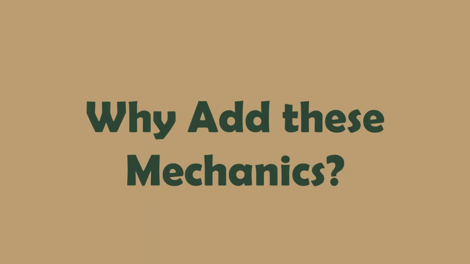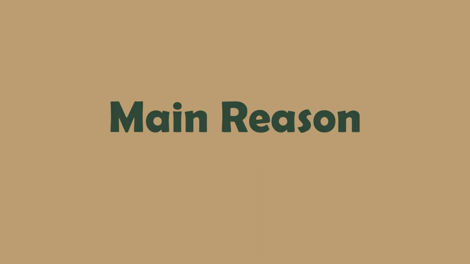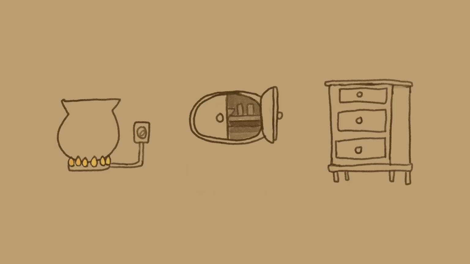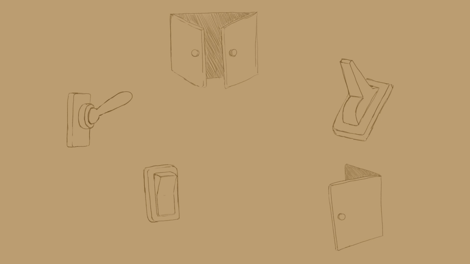Why add these mechanics? The main reason behind adding these mechanics was 1. To make the machines and tools the player uses to prepare ingredients more engaging and fun to use. 2. To make as many elements in the environment interactive as possible. I'm planning to add more mechanics, like switches and cabinet doors. I also wanted to add utensil-specific mechanics, such as a mortar and pestle.